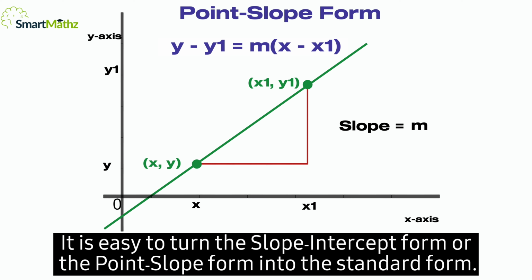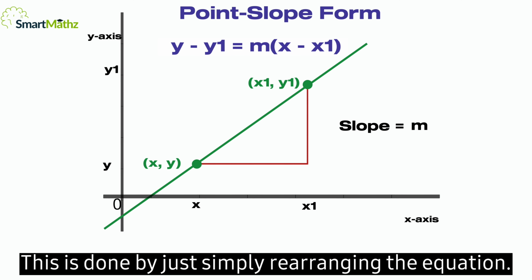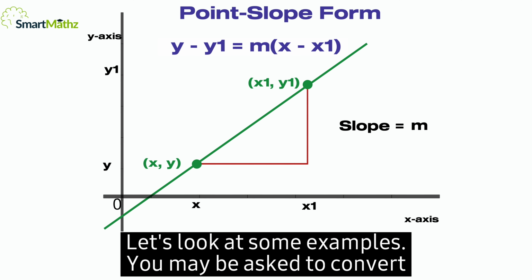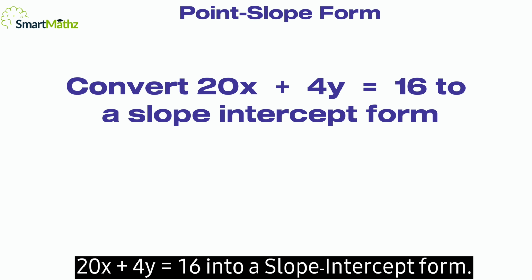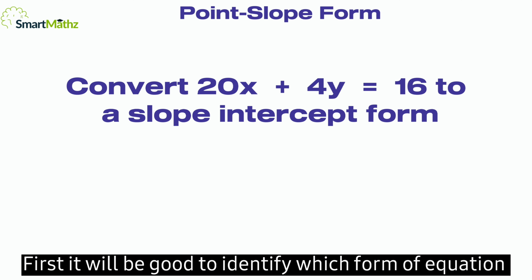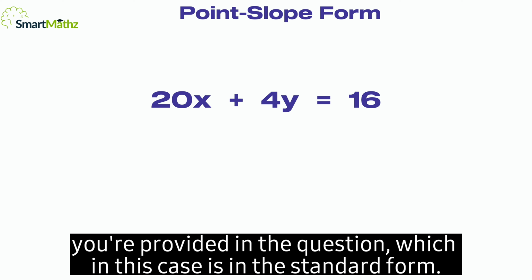It is easy to turn the slope-intercept form or the point-slope form into the standard form. This is done by just simply rearranging the equation. Let's look at some examples. You may be asked to convert 20x plus 4y equals 16 into a slope-intercept form. First, it will be good to identify which form of equation you're provided in the question, which in this case is in the standard form.